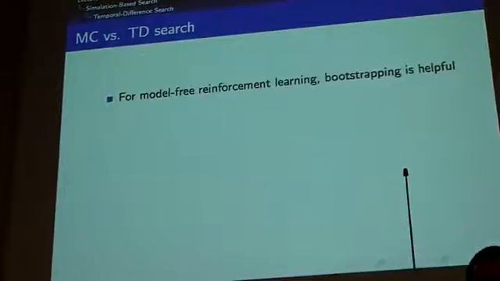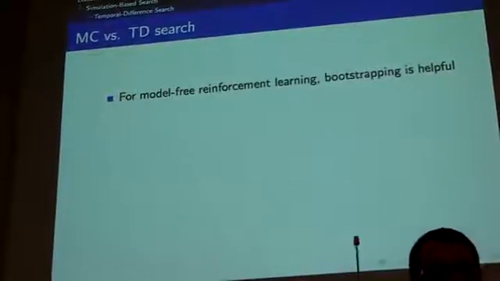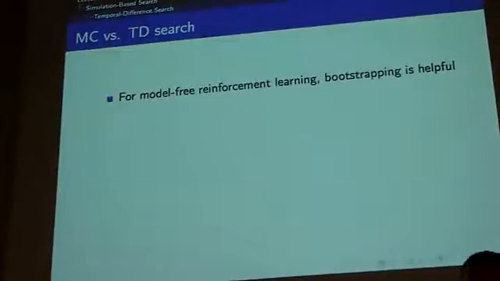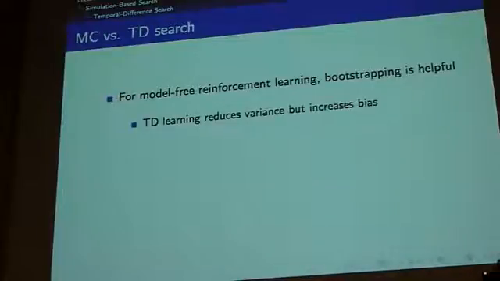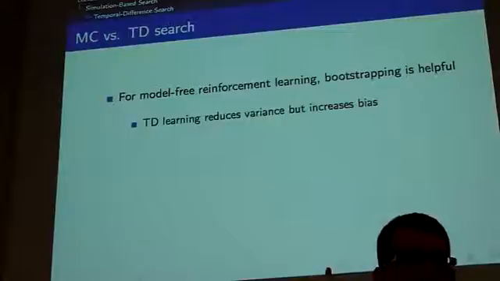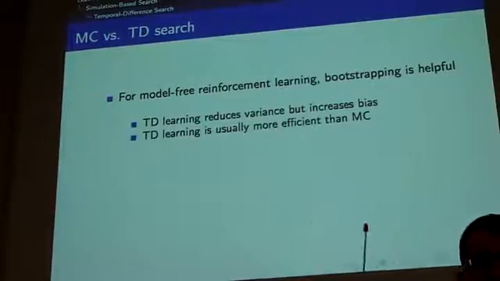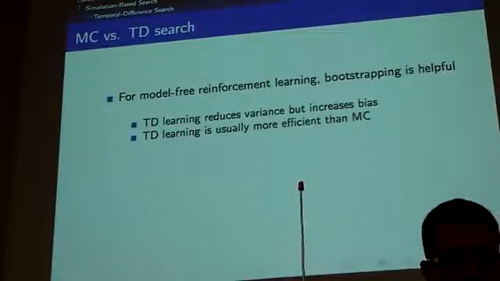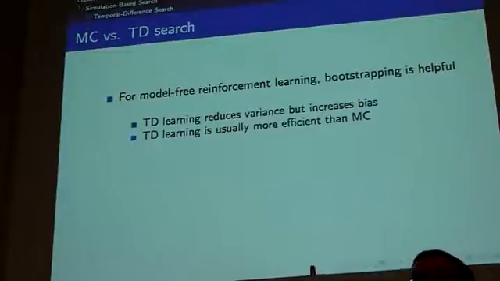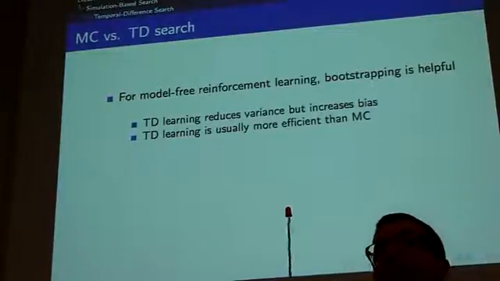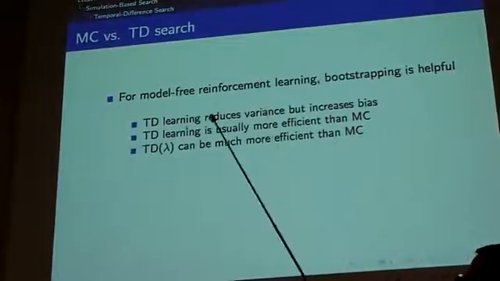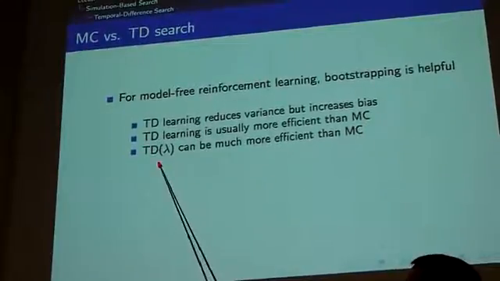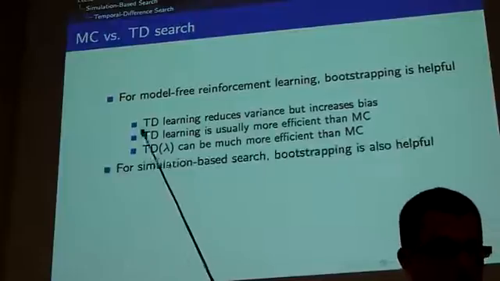So let's think about trading these two things off. For model-free reinforcement learning, we know that bootstrapping tends to be very helpful in the sense of efficiency. We saw that TD learning reduces variance, it increases bias. As a result, it tends to be more efficient than Monte Carlo. It makes use of the Markov property, and it can do better from less data, which in this case means it can learn values more efficiently from fewer simulations. And we saw also that there was this lambda parameter that enabled us to trade off this spectrum between Monte Carlo and TD. TD lambda could actually find something that was more efficient than either.